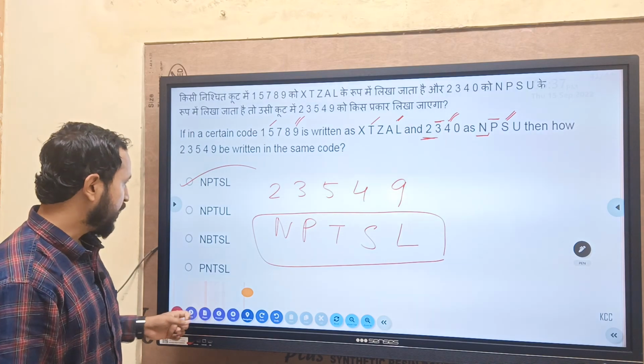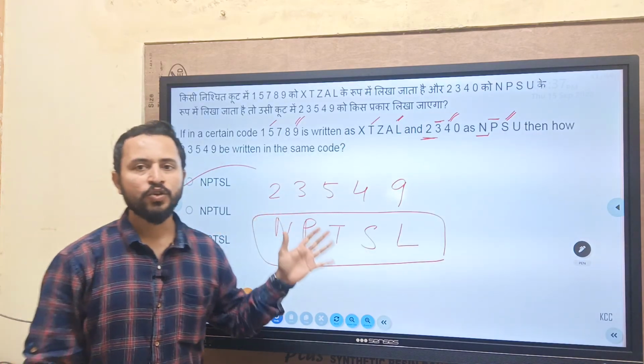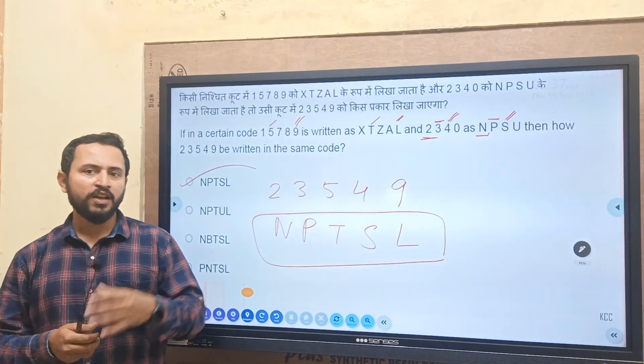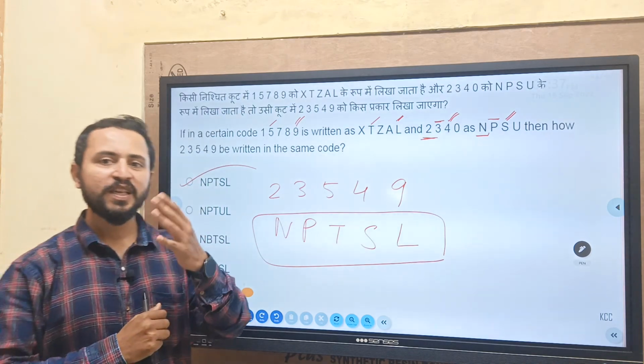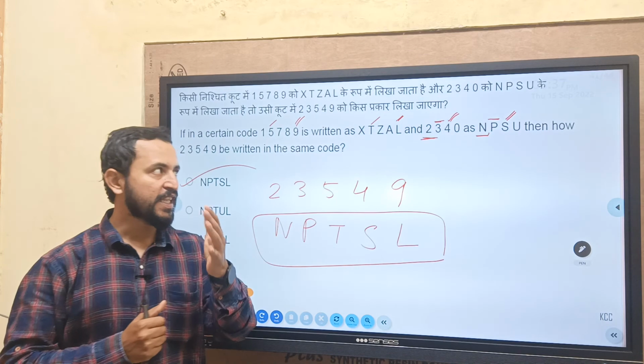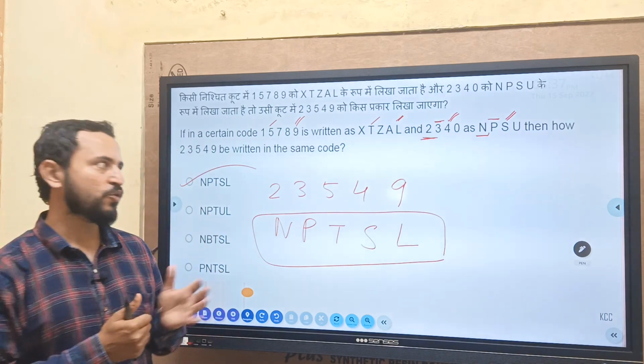Okay? I hope you have understood all these questions. Whatever your views are, you can share in the chat box. You can tell me in the chat box. For Hindi medium students, I will start after a few days.